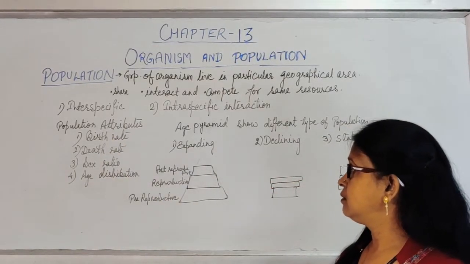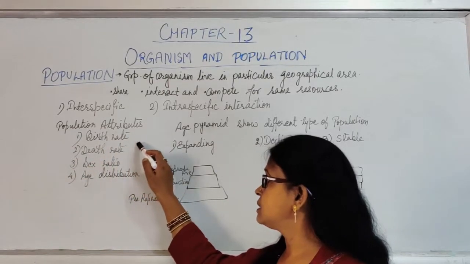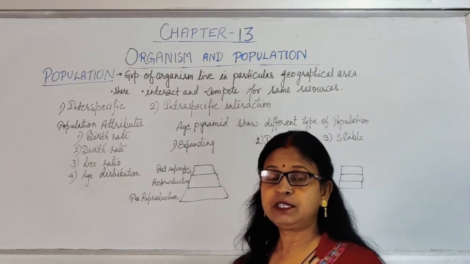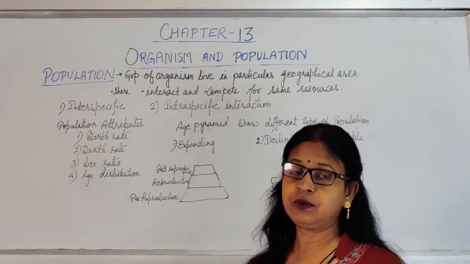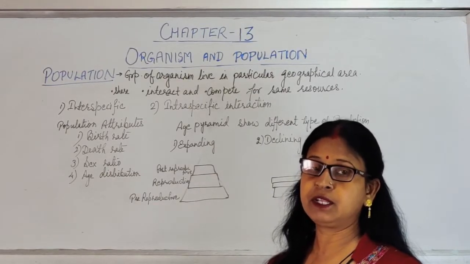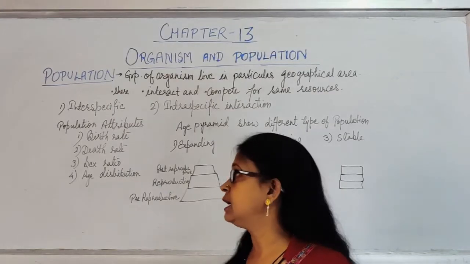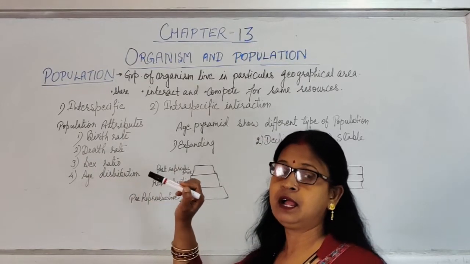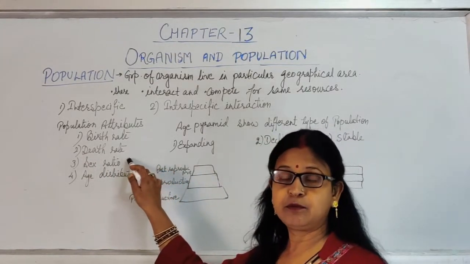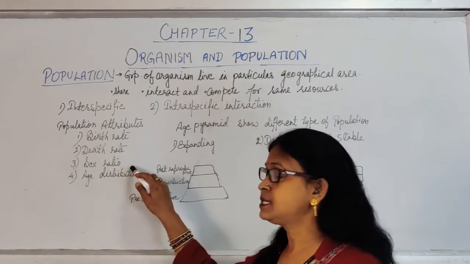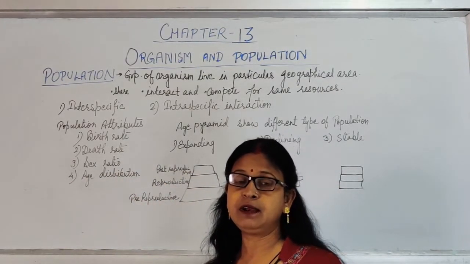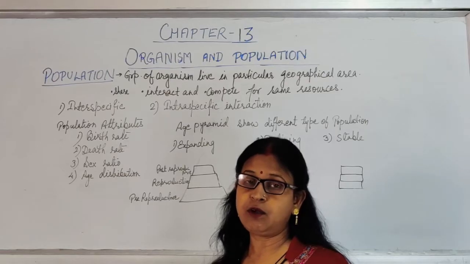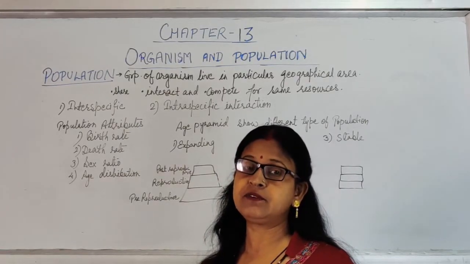Now there are four population attributes, that is birth rate, death rate, sex ratio and age distribution. Birth rate means the total number of births in a unit time, that is known as the birth rate of that particular population in that particular locality at a particular time. Death rate is the number of deaths which occur at that time. Then sex ratio, the ratio of the male and female of the population. Then age distribution, which means which population is present in which age group.